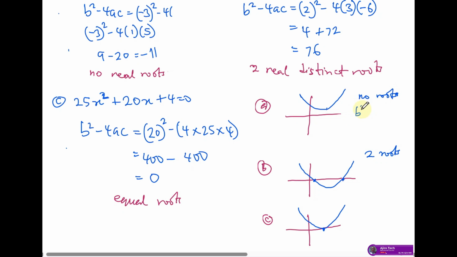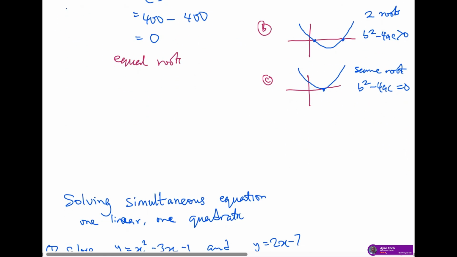b squared minus 4ac is negative, less than 0. In this case, b squared minus 4ac is positive, greater than 0. This case, one root or the same root. Same root, so b squared minus 4ac is equal to 0. Now, let's go on to the other parts of this equation.